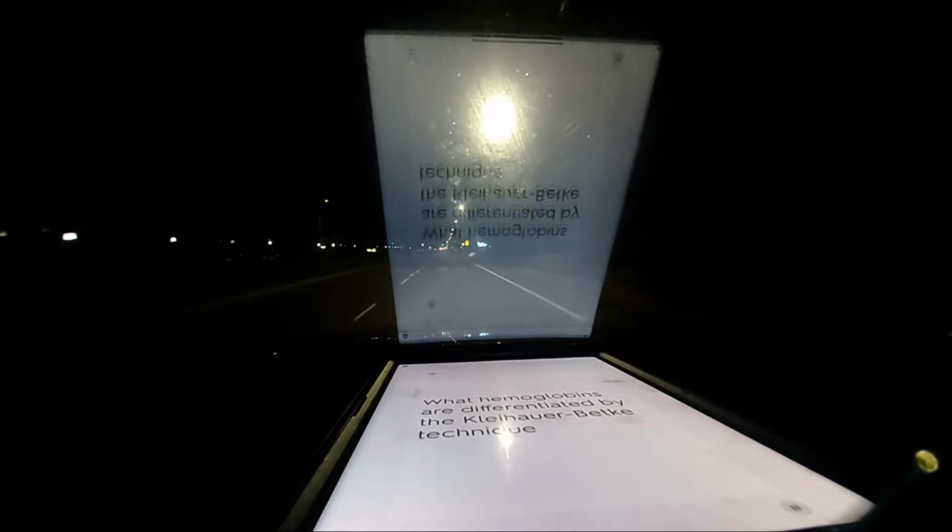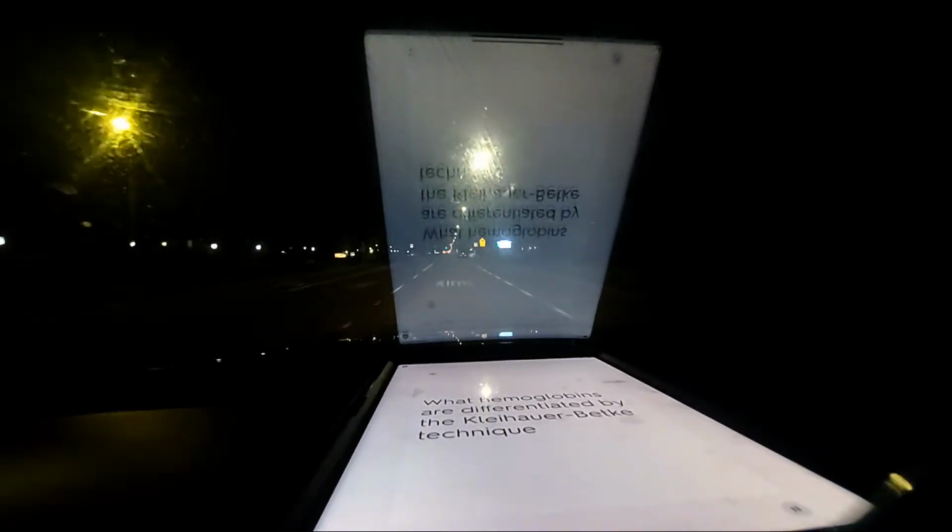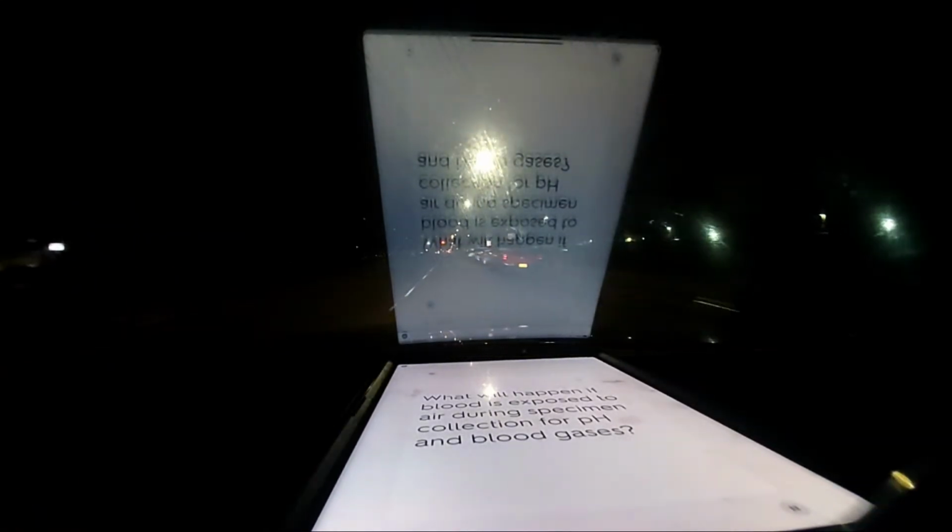What hemoglobins are differentiated by the Kleihauer-Betke technique? HbA1 and HbF. What will happen if blood is exposed to air during specimen collection for pH and blood gases? PCO2 decreases.